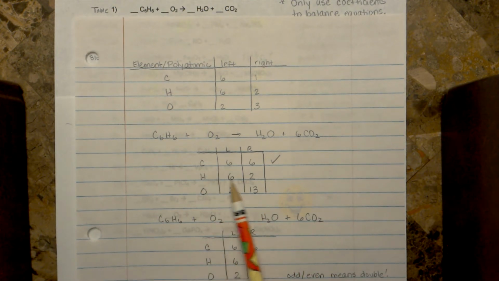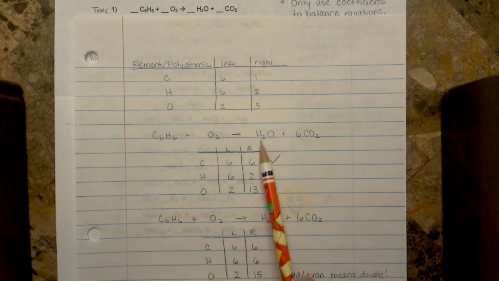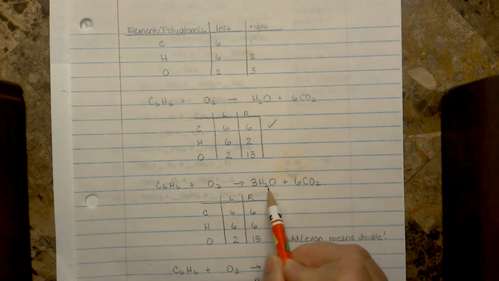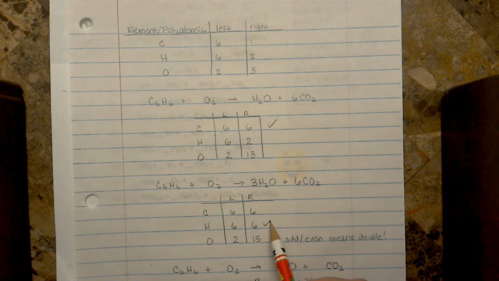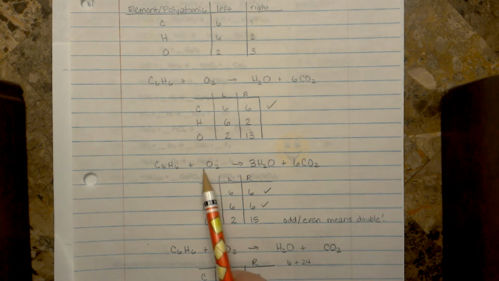So now if I wanted to fix my hydrogens, I have 6 hydrogens on this side, but only 2 on this side. I can put a 3 in front of the water, and 3 times 2 will give me 6 hydrogens, so I'm good there. My carbons were equal from before, so I'm good, but it changed my oxygens. So now I have 3 oxygens plus 12 more, made 15 oxygens on the right, but I only have 2 on the left.